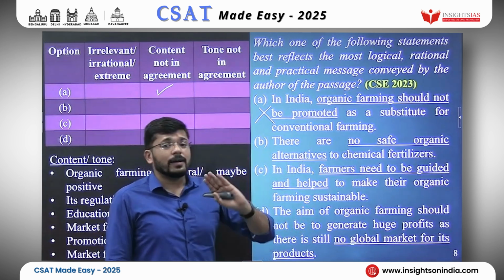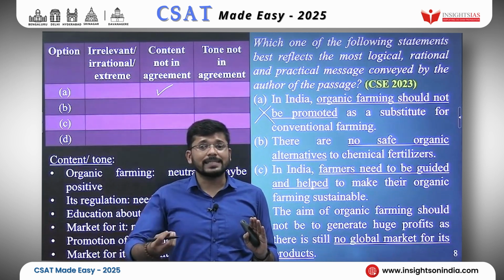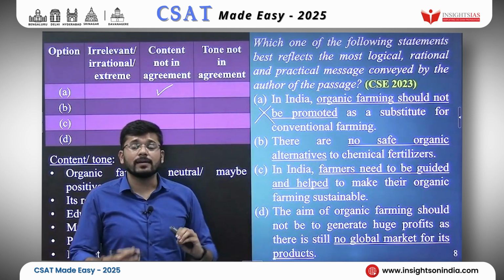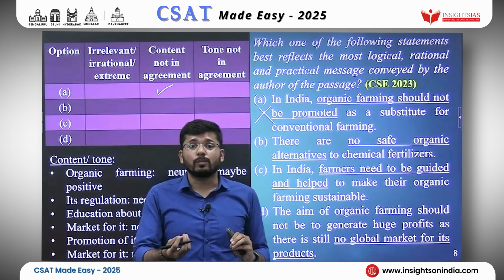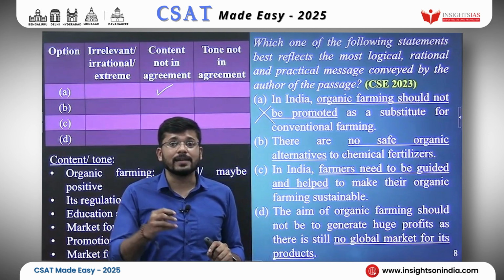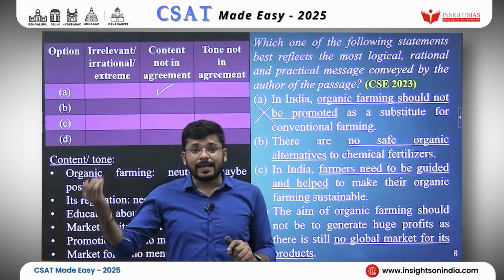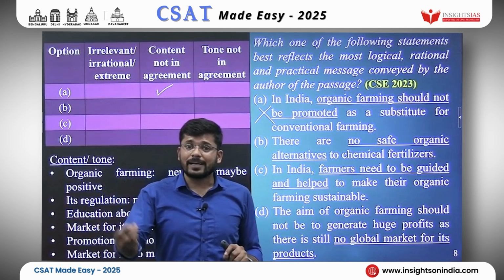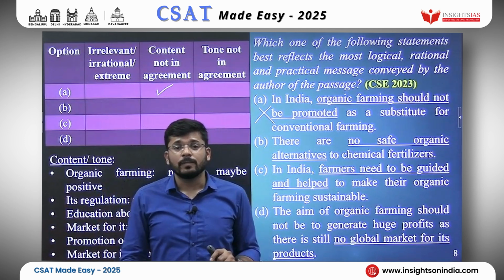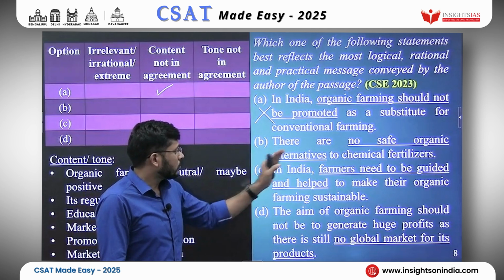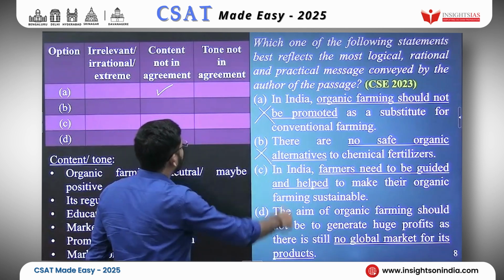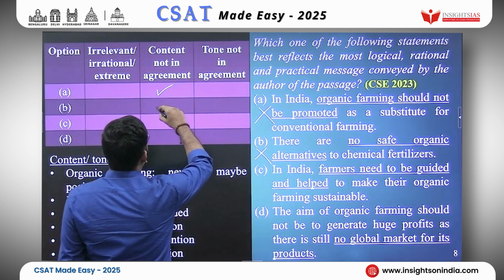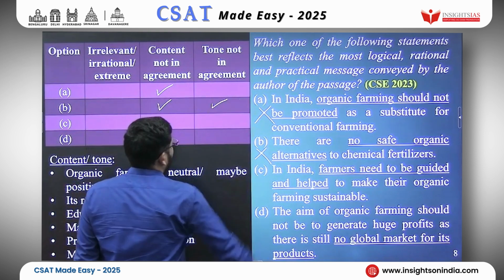And the passage does not talk about harms of organic alternatives. It doesn't say that organic farming and organic products are harmful. It only says that they are sometimes harmful because of lack of education among farmers and consumers and lack of regulation by the authority or the state. So we will reject this one also, because it is not in agreement with either the content or the tone.